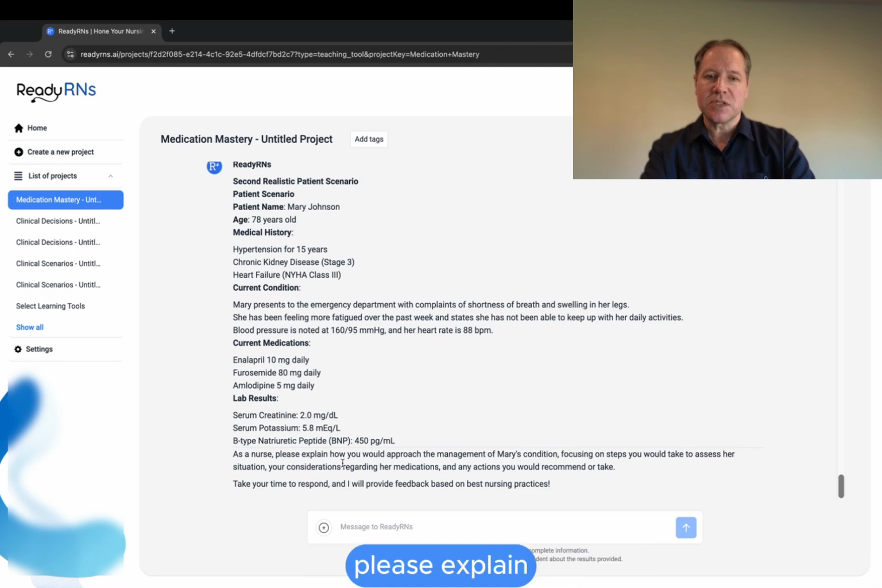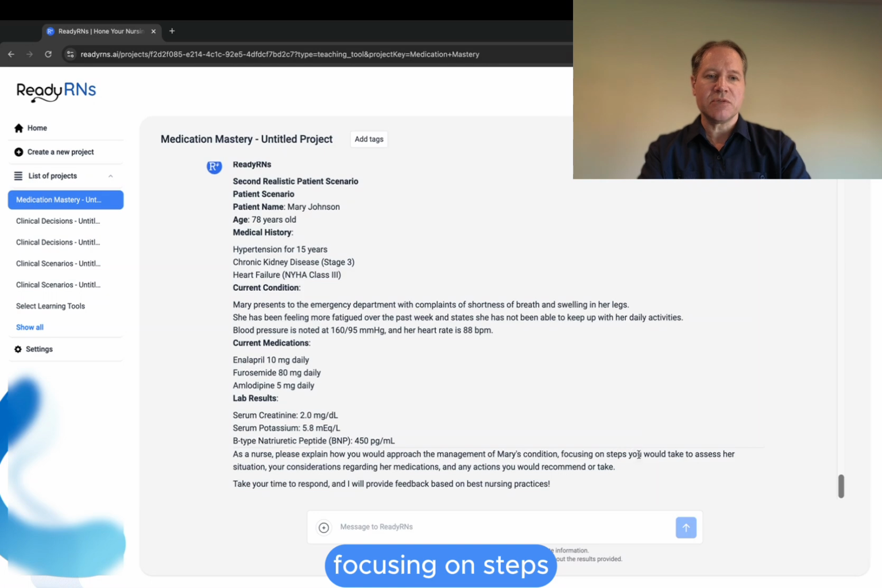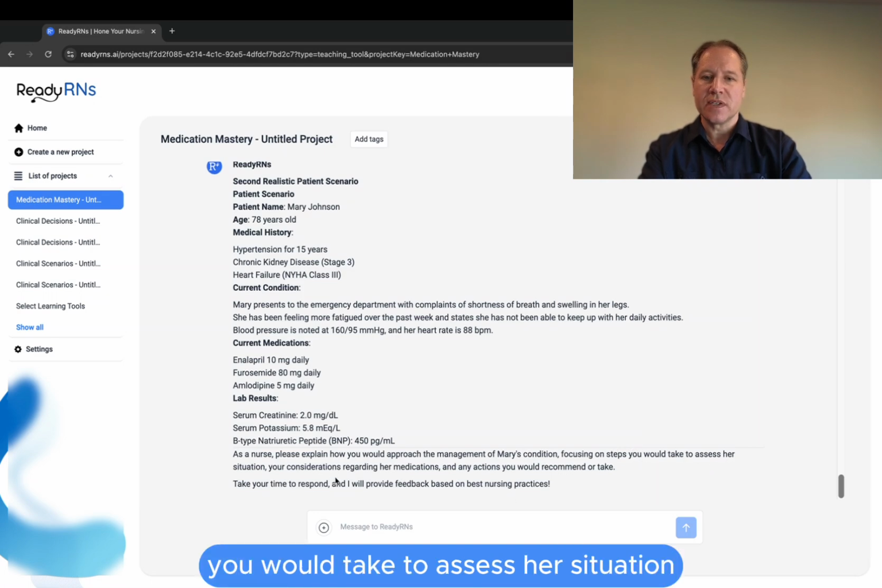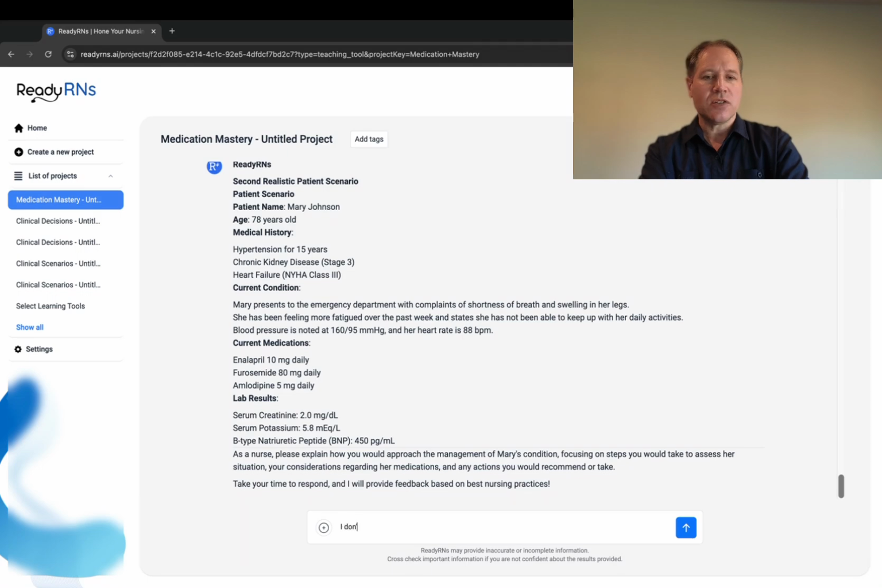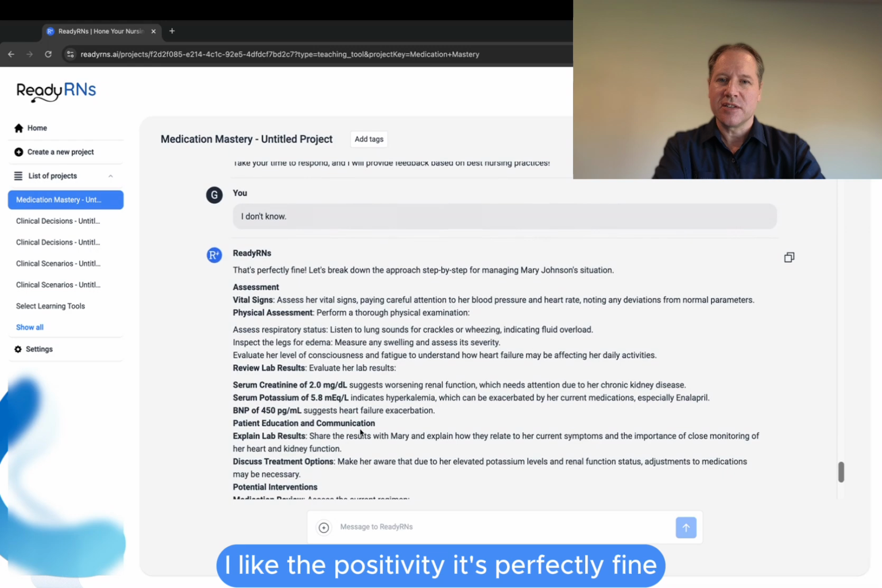As a nurse, please explain how you would approach the management of Mary's conditions, focusing on steps you would take to assess her situation. All right, so I'm going to write I don't know again, and let's see what ReadyRN says to do. I like the positivity. It's perfectly fine.